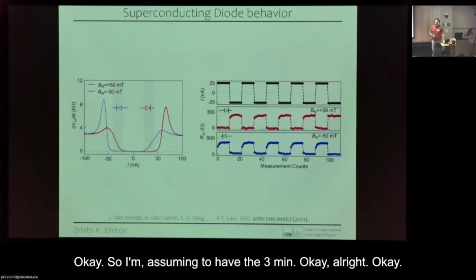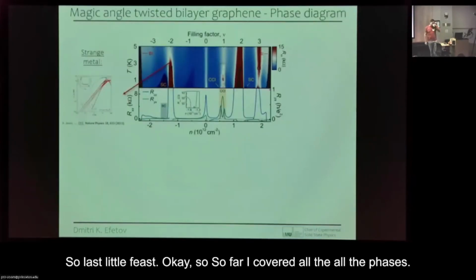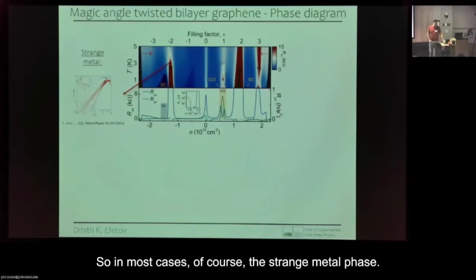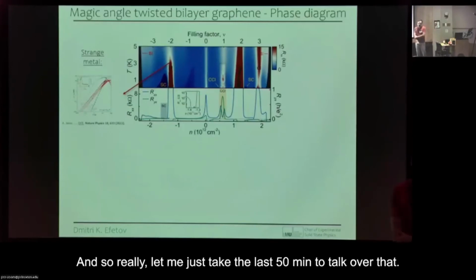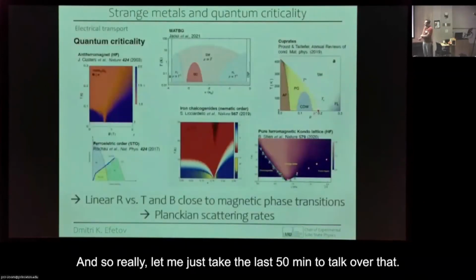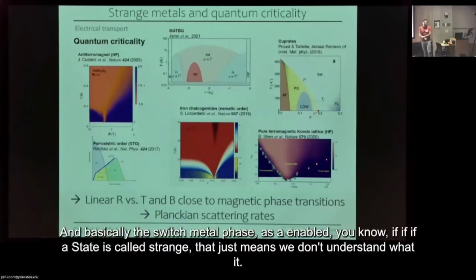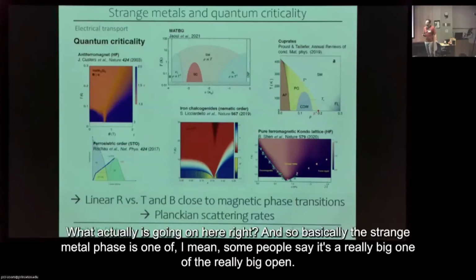Okay, all right. So far I covered all the phases, and the last phase is of course the strange metal phase. Let me just take the last 15 minutes to cover that. The strange metal phase, as the name says, if a state is called strange, that just means we don't understand what is actually going on here. Some people say it's one of the really big open mysteries in condensed matter physics.